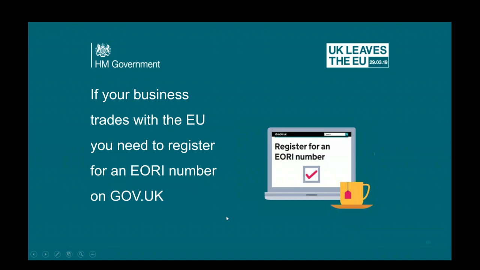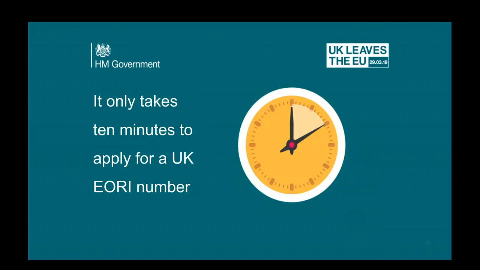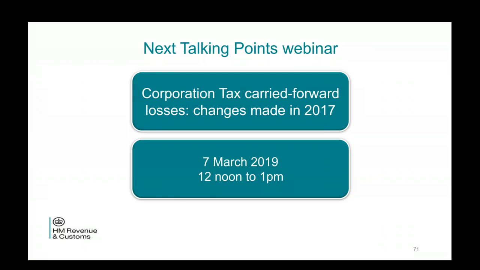Without an EORI, you will no longer be able to import or export goods with the EU if we leave without a deal. It only takes 10 minutes to apply on gov.uk. When you go to gov.uk, select HMRC and then select Get EORI. To help you start your EU exit preparations today, there's a link to get a UK EORI to trade within the EU in the handout. So please, if any of your clients are involved in that, get them to have a look at that as soon as possible.